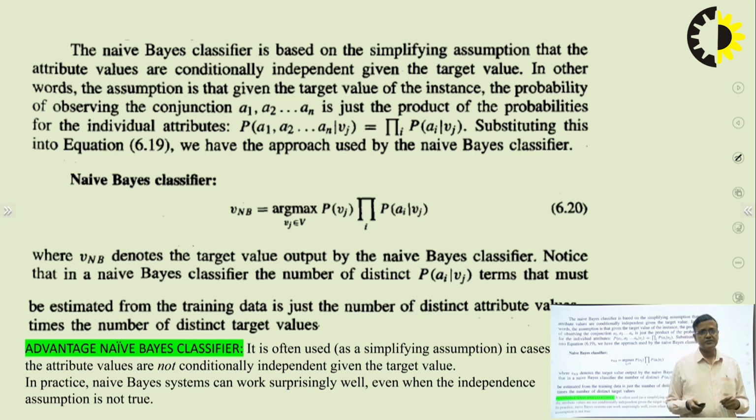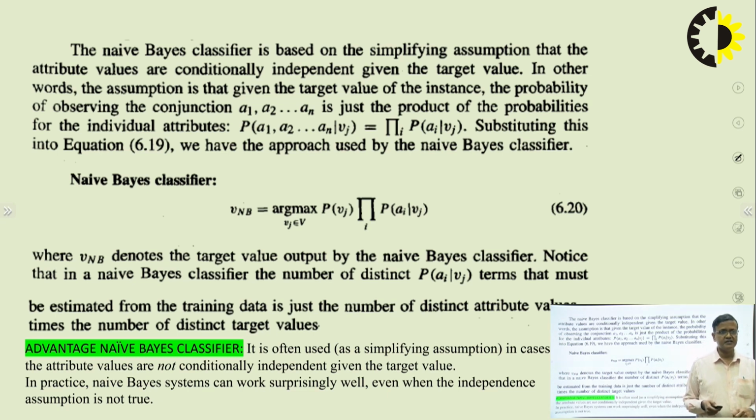So here the assumption is that the attribute values are conditionally independent given the target value. They are not independent, they are conditionally independent. Why are they conditionally independent? Because given the condition that the target value has been observed, under that condition they are independent. So they are conditionally independent.